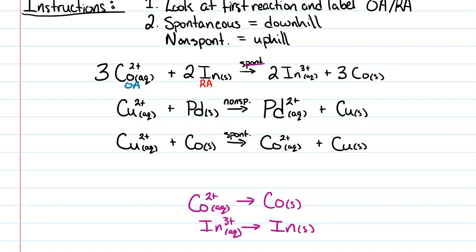Okay, let's keep going. Reaction number 2 has copper 2 plus and palladium. Now, I don't see copper and I don't see palladium anywhere in my table. So I'm just going to skip this reaction for right now, and go to the next reaction. So we got copper 2 plus. Okay, I still don't have copper 2 plus, but I do have cobalt.